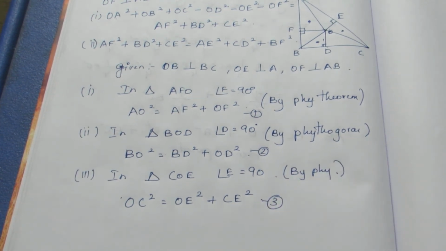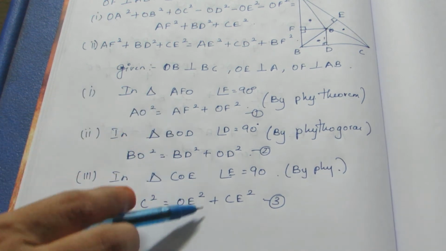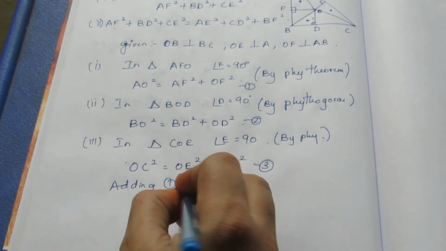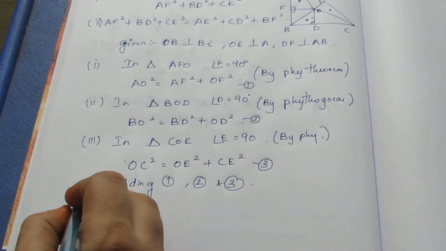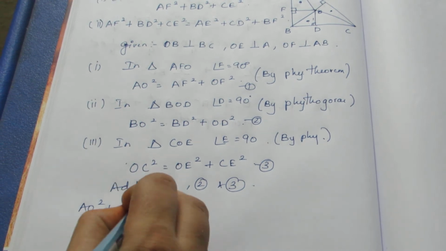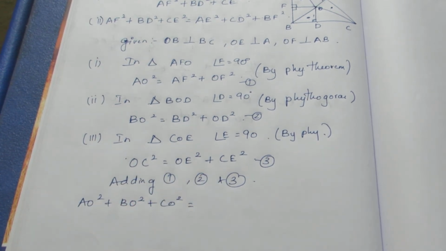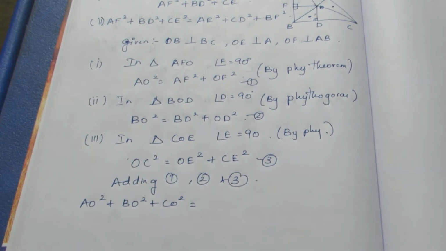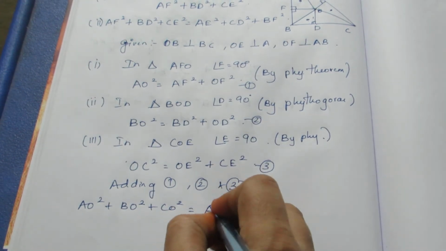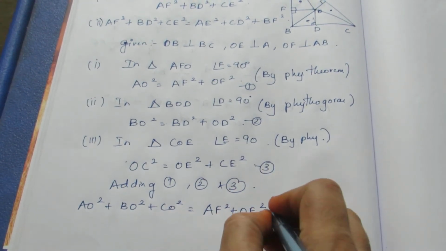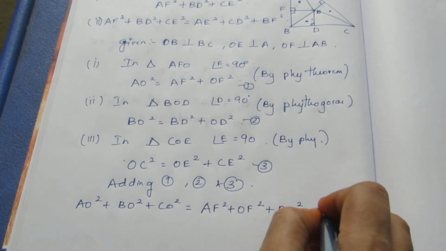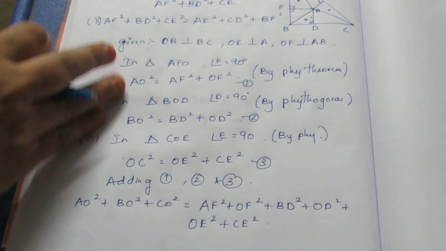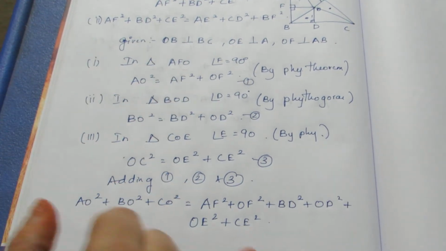Now adding 1, 2, 3. Adding in the sense add all the LHS together, RHS together. Adding equations 1, 2 and 3, we get AO square plus BO square plus CO square is equal to, or OA square, whatever is given, write in that form. Here in the RHS we have AF square plus OF square plus BD square plus OD square plus OE square plus CE square.